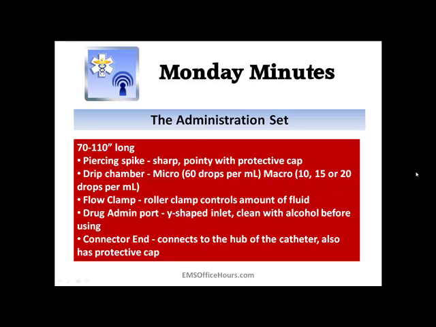And then you've got a connector end. This is the part that goes into the IV catheter, the IV hub that's inside the patient. And then the patient gets the IV therapy, whether it's drug or just fluid volume, through that connector end. Again, keep that end clean. There's a cap on it. Don't take the cap off until you are ready to attach it to the hub of the catheter. This way it stays clean.